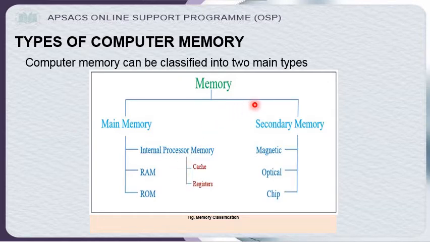Secondary memory is that type of memory which stores your data permanently, and it has been divided into magnetic memory, optical memory, and chip memory.